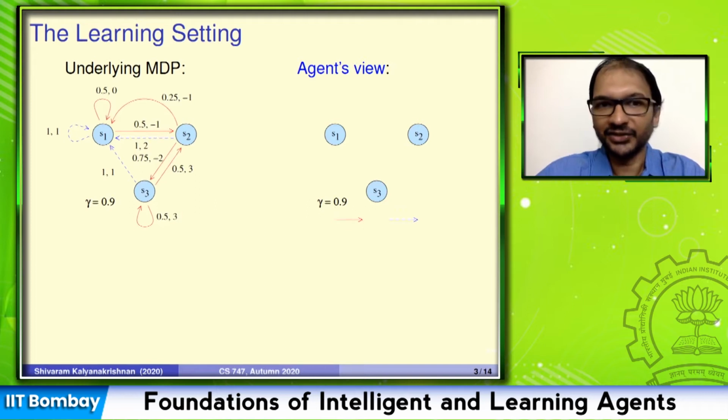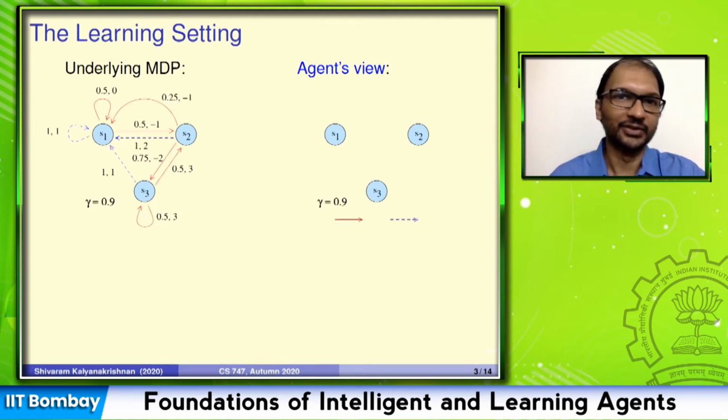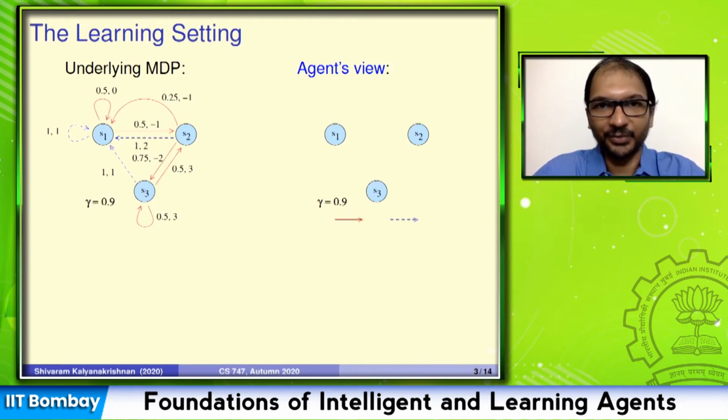Crucially, the agent does not know that the transition probability of action red from S1 is half to S1 and half to S2. Sometimes it's reasonable to assume that it might know associated rewards, that the agent knows the reward function. Sometimes even that is not known. Of course, at any point of time, the agent knows in what state it is. So the agent is really not in a position, without knowing what the transition probabilities are, to decide what is the optimal thing to do, right?